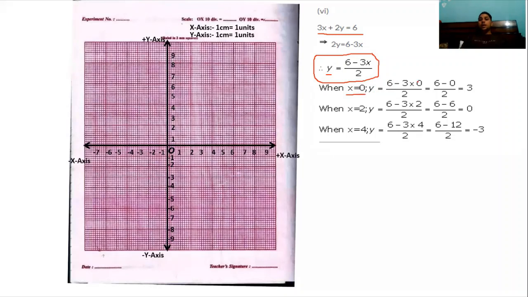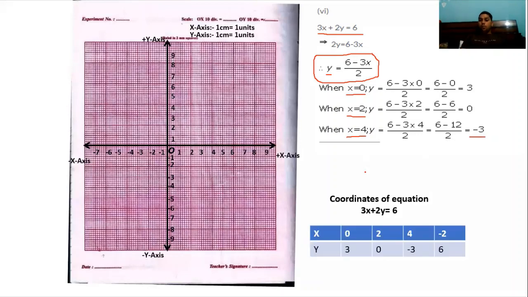So after substituting, when x is equal to 0, then y is equal to 3. Similarly, when x is equal to 2, after solving we have y is equal to 0, and after this we have x is equal to 4, and what is the value of y? y is equal to minus 3.